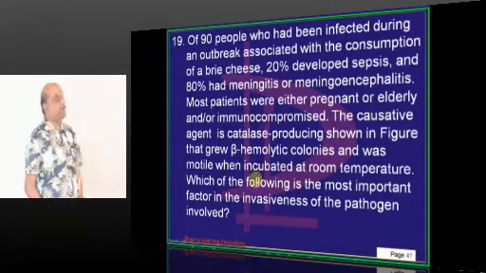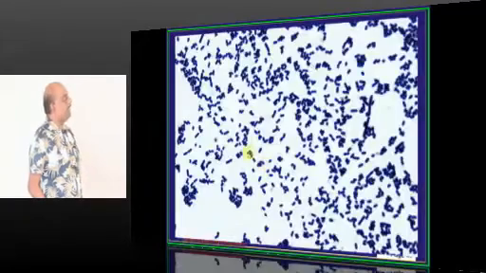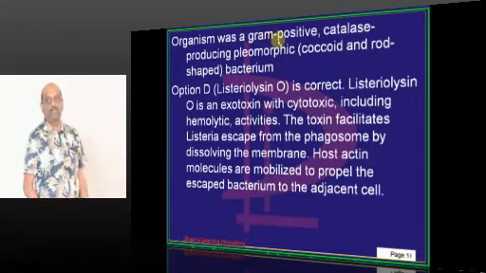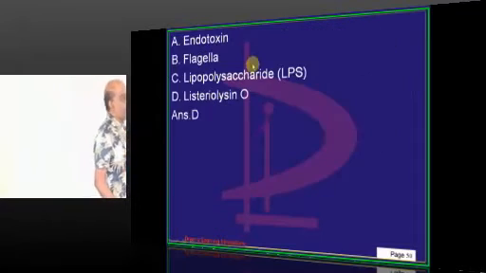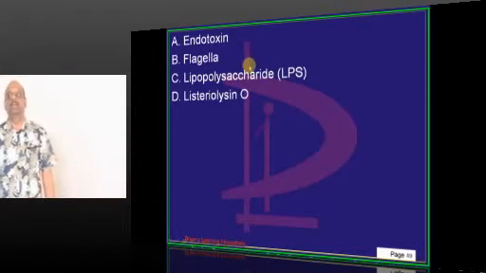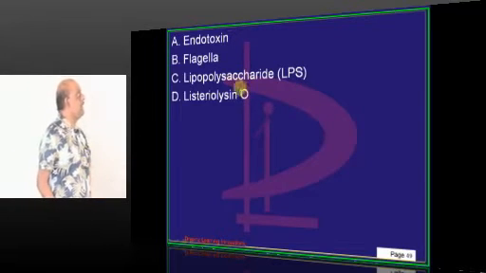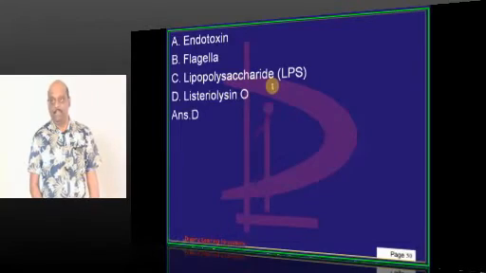So it is a catalase positive organism, and it grew beta hemolytic colonies which are motile. What is being shown to you in the picture is a gram positive, catalase producing, pleomorphic coccoid and rod shaped bacterium, which is basically Listeria, is what needs to be remembered, and which produces listeriolysin.